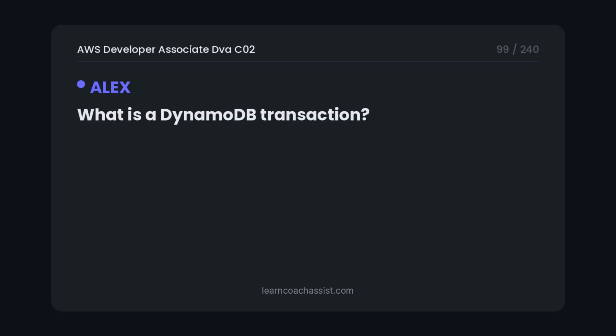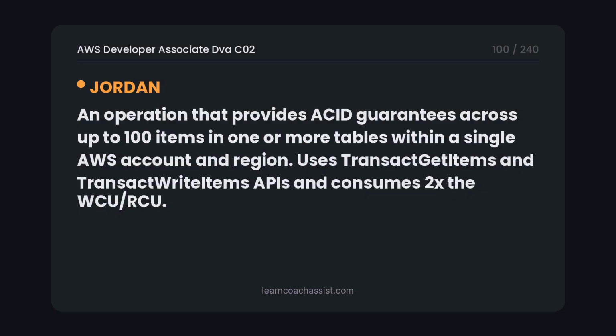What is a DynamoDB transaction? An operation that provides ACID guarantees across up to 100 items in one or more tables within a single AWS account and region. Uses TransactGetItems and TransactWriteItems APIs and consumes 2x the WCU/RCU.